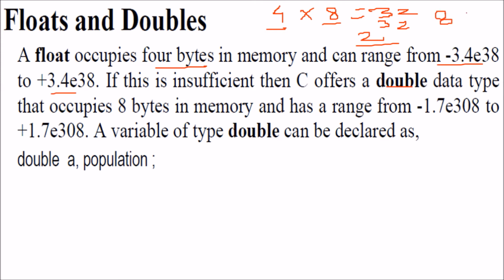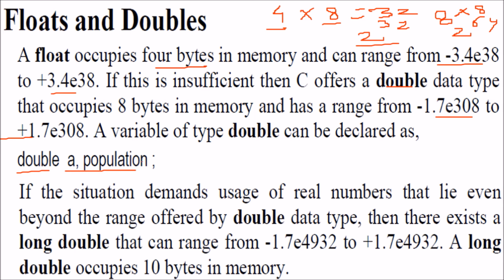Double takes 8 bytes. So 8 bytes means 8 into 8, so this will be 2 to the power 64 possibilities. Again, you divide into the range, negative and positive, these are the values. How to declare a double? Just place double and put the variables here.